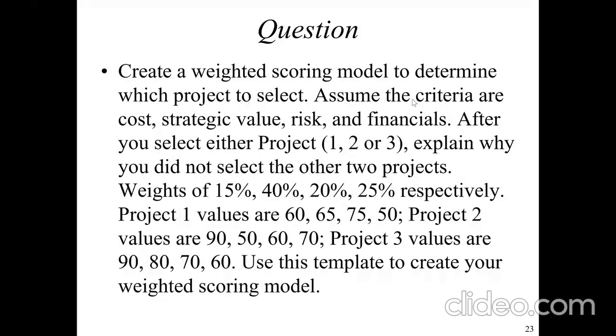Okay, then now these are the weights we want to assign. For the first one, cost is 15%. The strategic value is 40%. Risk is 20%. And then the financials is 25% respectively. And then the project one values are 60, 65, 75, 50. Project two is 90, 50, 60, 70. And project three is 90, 80, 70, 60.